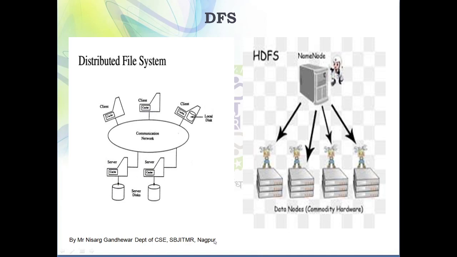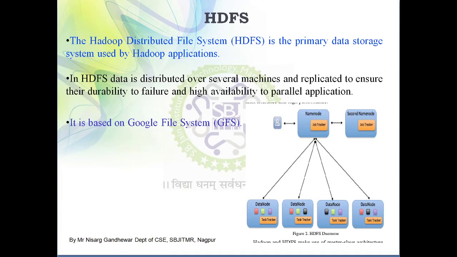So I hope you understand what a distributed file system is and how it helps us to improve performance. Now based on this, we have the Hadoop distributed file system. So what is the Hadoop distributed file system? It is a distributed file system present in the Hadoop framework. HDFS is the primary data storage system used by your Hadoop application. The concept is the same, a distributed file system, only the H word is added because it is present in the Hadoop framework.